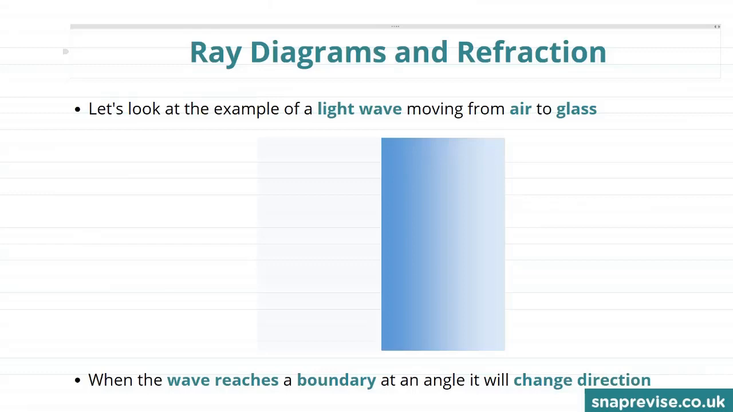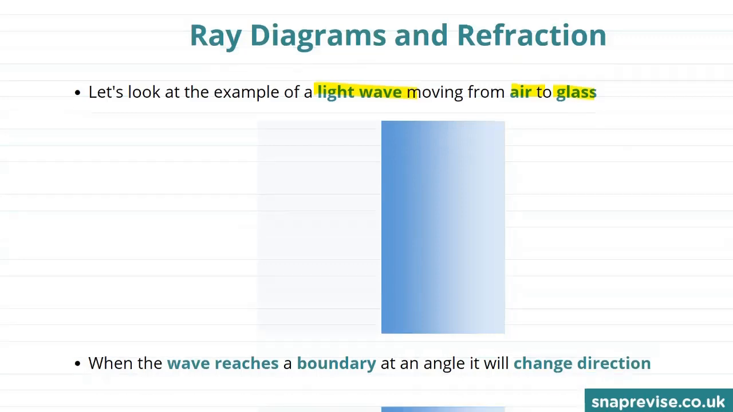So let's have a go at the example of a light wave moving from air to glass. And before trying to draw ray diagrams, where we draw the waves as these arrows, these rays, we're just going to remind ourselves what refraction is again. So let's start with this light wave which is coming from air and see what happens at the boundary.